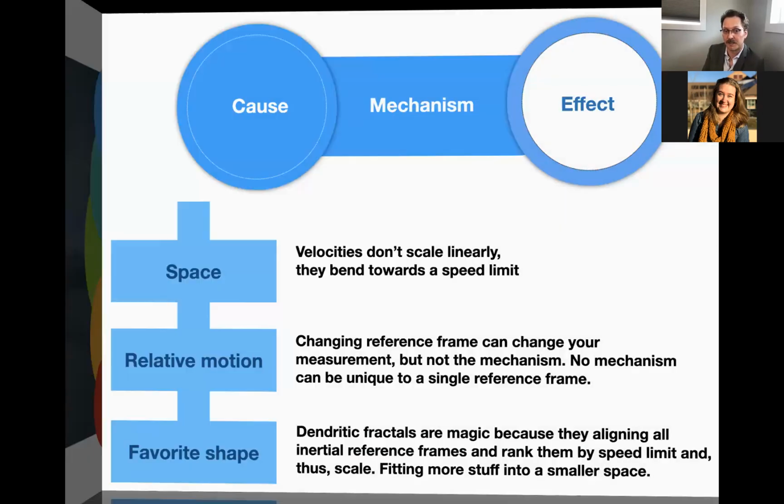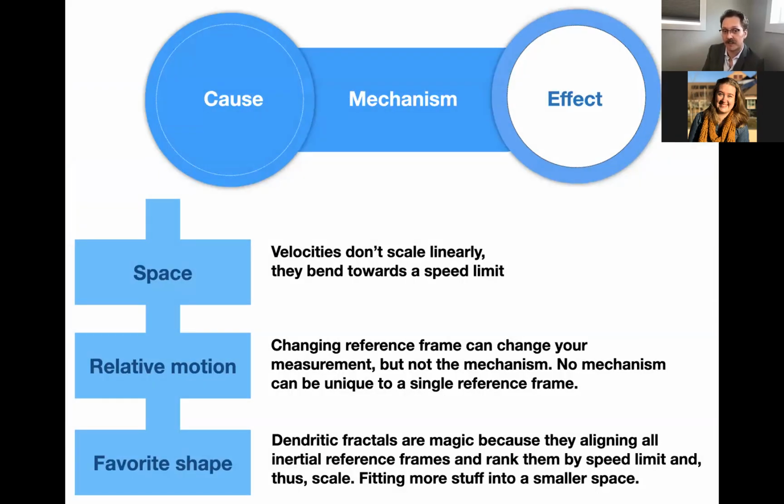So what should we remember about this talk? Velocities don't scale linearly. They bend towards a speed limit. So as things get bigger, they get more efficient. So as cities get bigger, they move things around more efficiently. As body sizes get bigger, they move things around efficiently. As forests get bigger, they move things around more efficiently. A critter that's twice as big does not use twice as much energy.